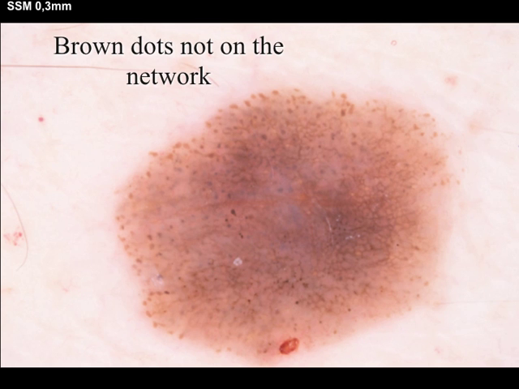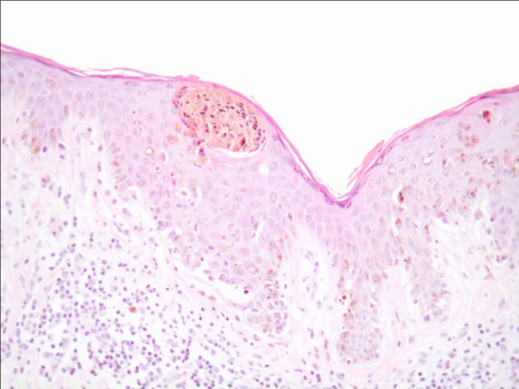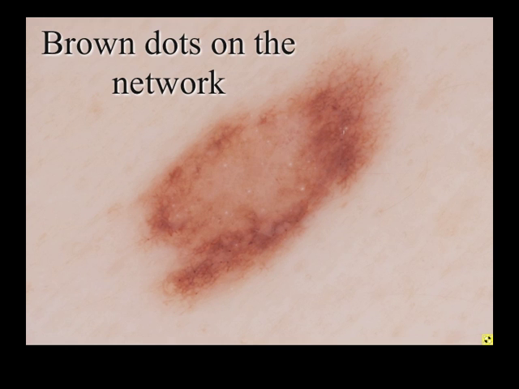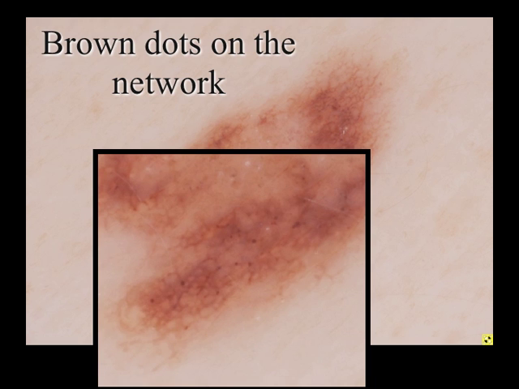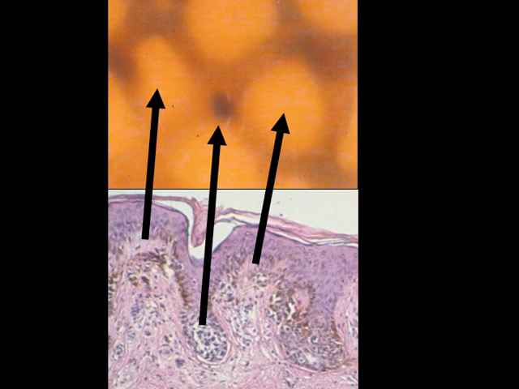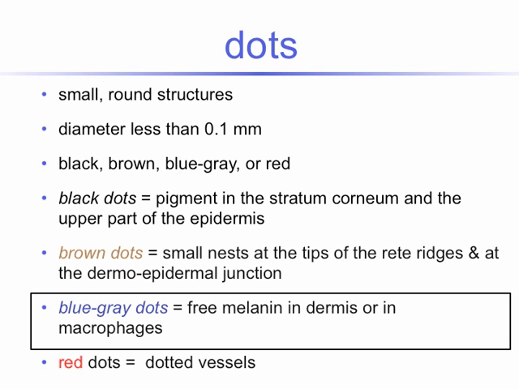These brown dots correspond to nests of melanocytes in the spinous layer or at the dermo-epidermal junction. Here's an example of a cluster of melanocytes below the stratum corneum. This cluster would correspond to a brown dot. Brown dots on the network lines, as shown in the close-up image here, correspond to melanocytic nests at the tips of reedy ridges.